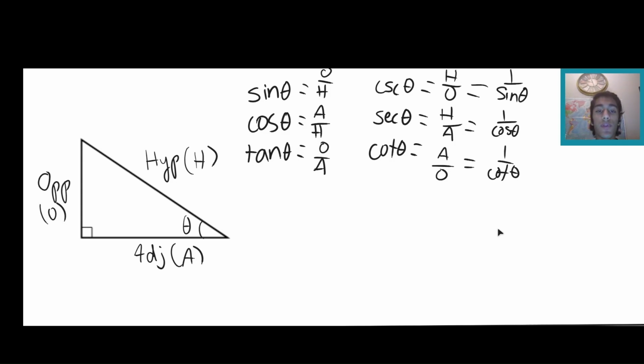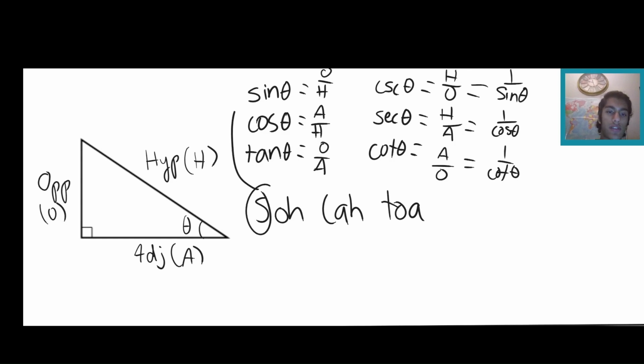And there are some simple ways you can remember that. For sine, cosine, and tan, it's really just SOH CAH TOA. The S obviously stands for sine, the C stands for cosine, and the T stands for tangent. So let me just clean this up a bit.